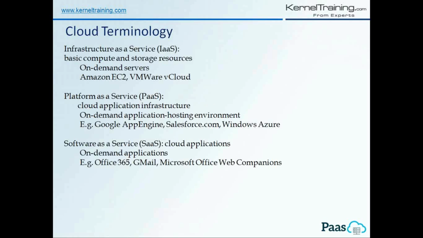And as I said previously, in cloud terminology we have three categories. One is infrastructure as a service, another is platform as a service, and the third is software as a service. For this training, we are going to talk more about platform as a service, but I will also tell you about the other two. So first, let me go with infrastructure as a service. Infrastructure as a service is nothing but your basic compute and storage resources used as on-demand servers. I can create multiple servers on a cloud.